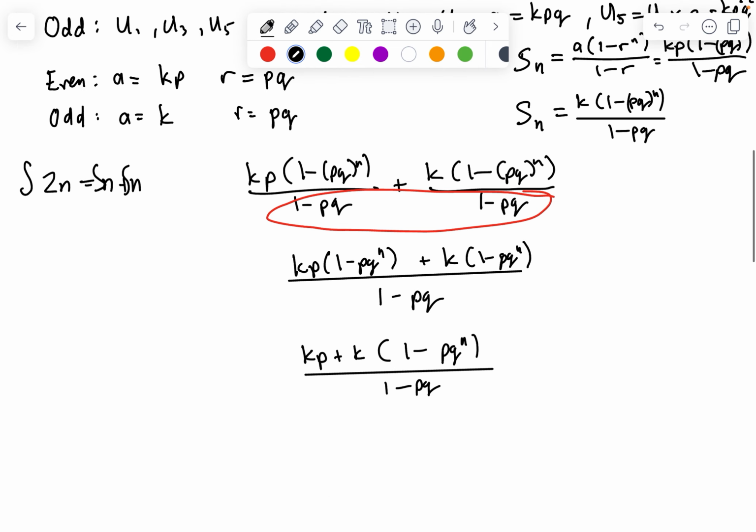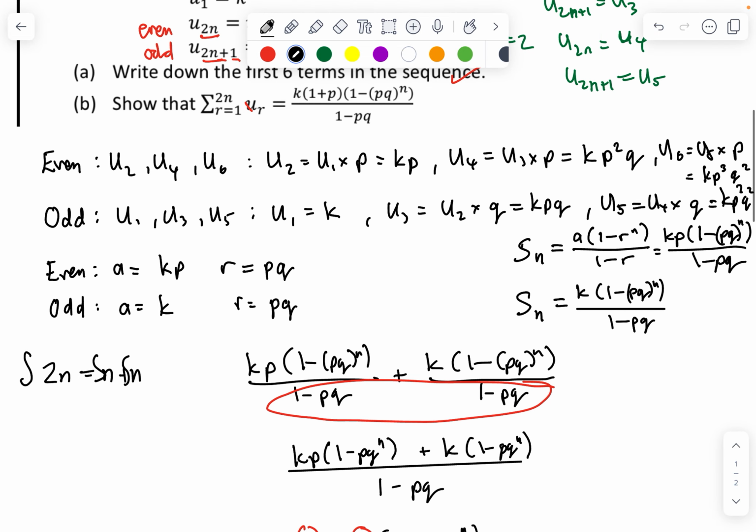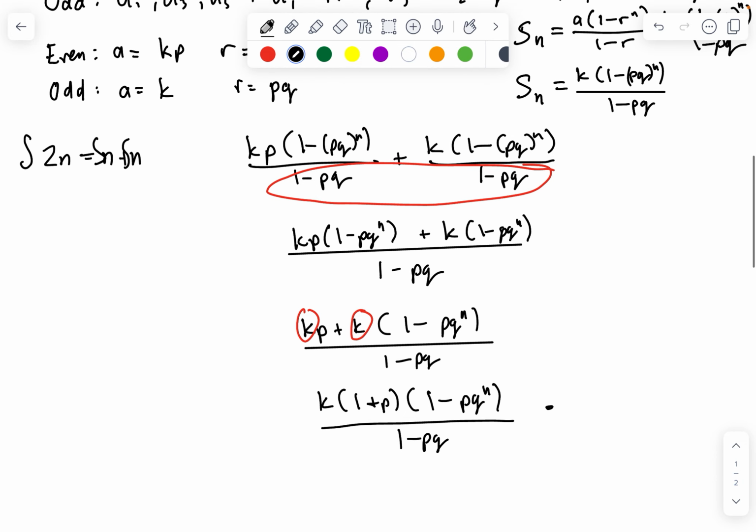And again, k is a common factor for both of these terms. So I'm just going to write this as k times 1 plus p times 1 minus pq to the n, all divided by 1 minus pq. And that is exactly what the question was looking for. So that is my final answer.